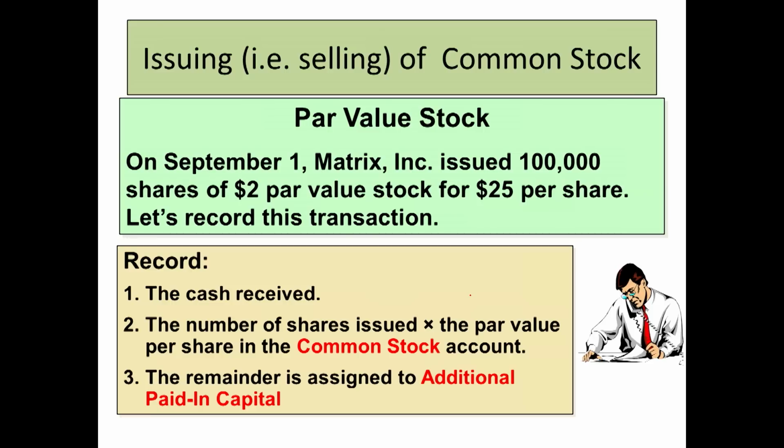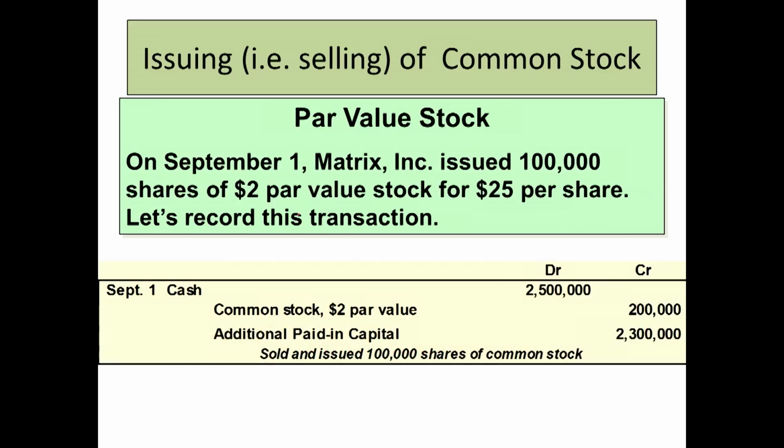On September 1, Matrix Inc. issued or sold 100,000 shares of $2 par value stock, and they sold it for $25 per share. Let's record this transaction, okay? I think it's just easier to look at the JE and let me explain it to you. How much cash came into Matrix? Well, we sold 100,000 shares for $25 per share, so $2.5 million came in. You with me? So we debit cash for $2.5 million.